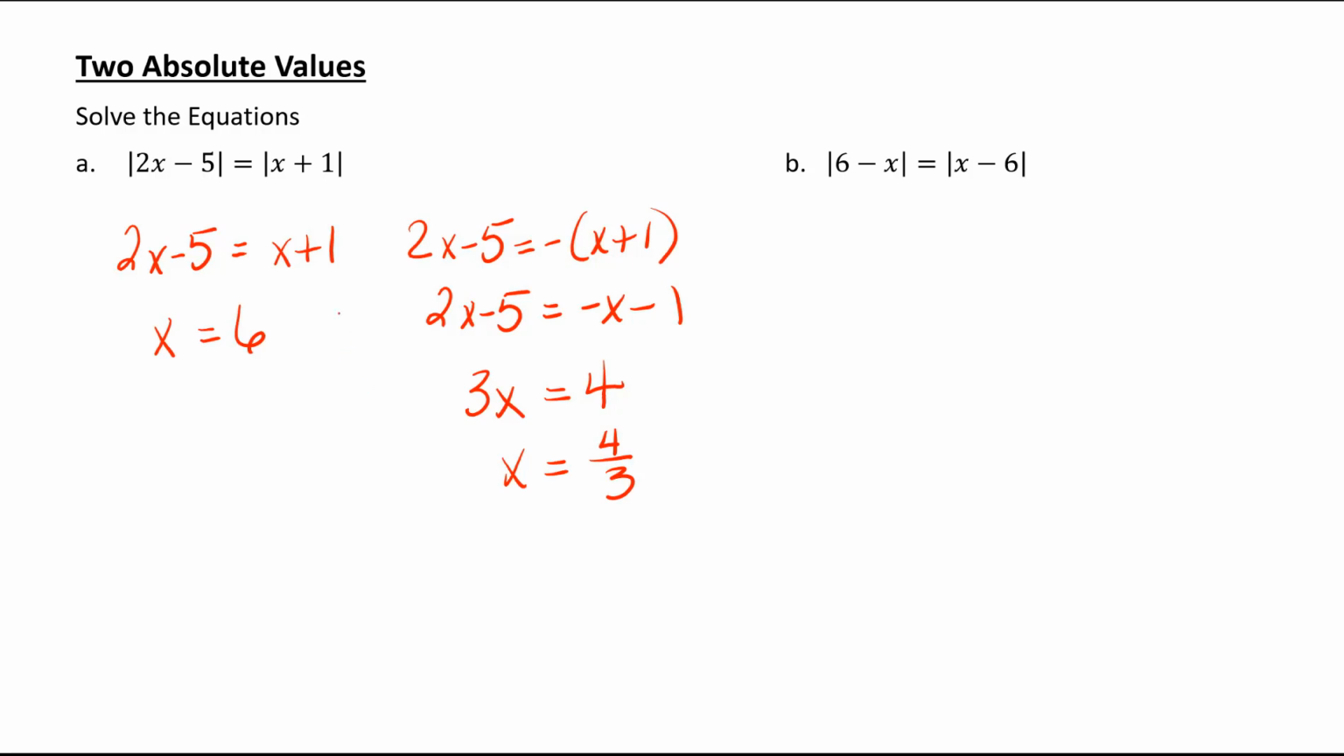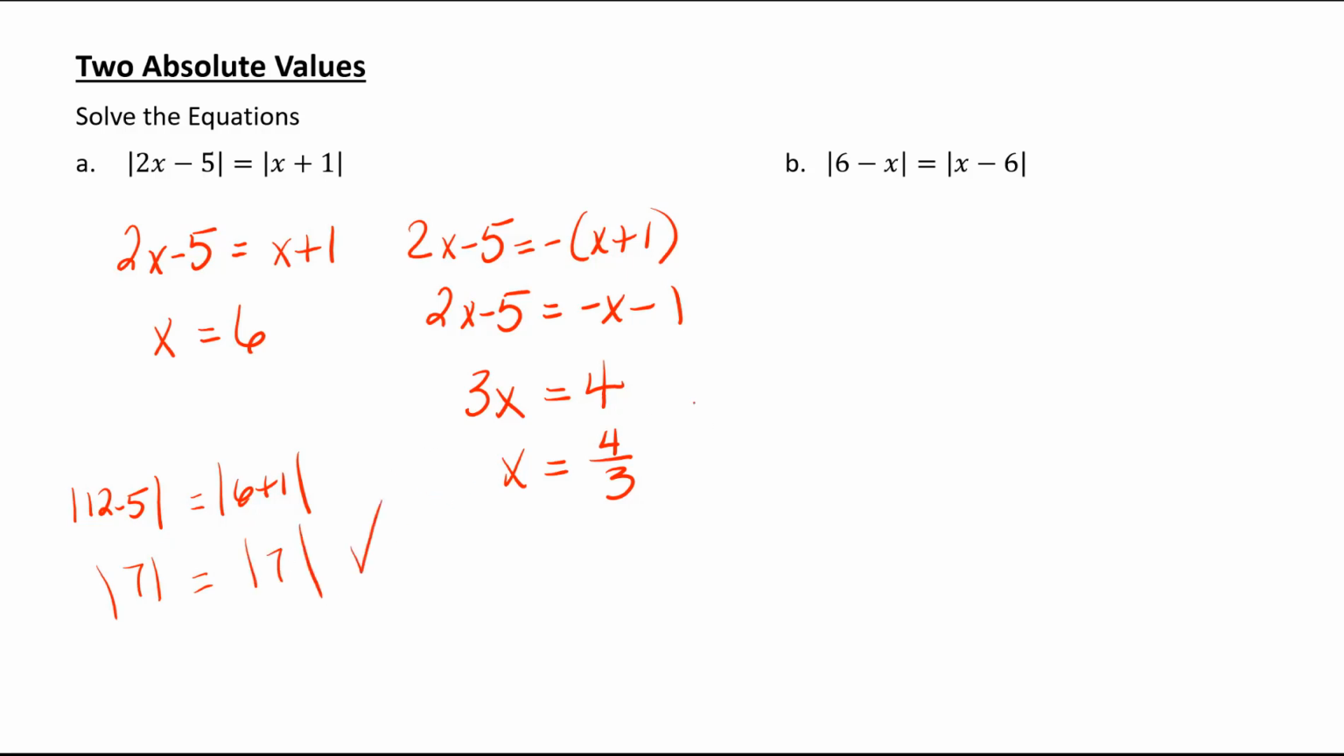And if you check that back in the original problem, if you put 6 into the original equation, you'd have the absolute value of 12 minus 5 is equal to the absolute value of 6 plus 1, and 12 minus 5 is 7. Absolute value of 7 equals the absolute value of 7.